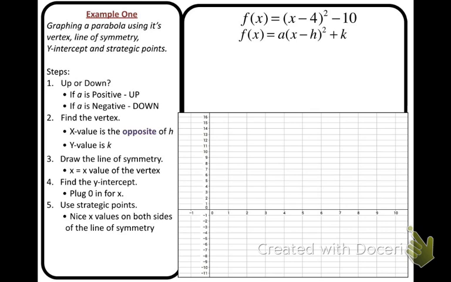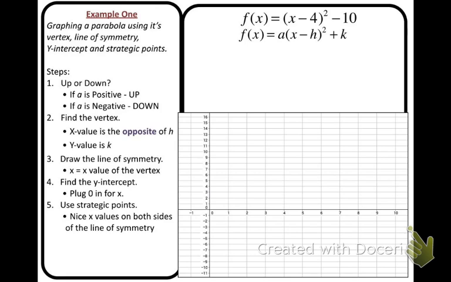All right, example 1. Looking at vertex form, it's a bit different than standard form. Remember, standard form was ax squared plus bx plus c, but this time we have h and k incorporated in here. So vertex form is a times x minus h squared plus k. Anytime you see that, you want to start using these 5 steps. You see the difference between the two. I believe vertex form is a bit easier than standard form.